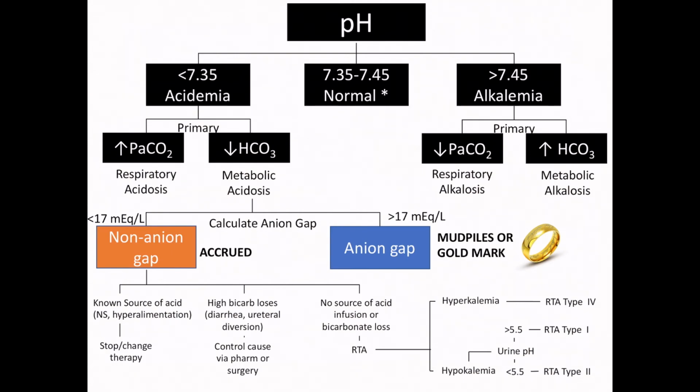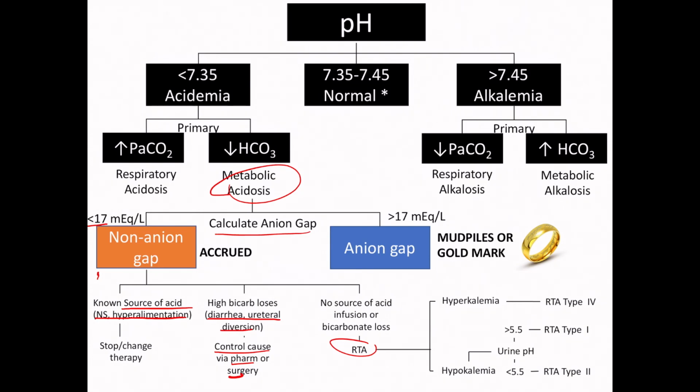Here's a little bit of going back to our flow chart. If we do have a metabolic acidosis, you want to calculate your anion gap. If it's less than 17, this is a non-anion gap. So if you know that there's a source of acid, such as normal saline or hyperalimentation, stop or change that therapy. If you have a high bicarbonate loss, whether that be diarrhea or ureteral diversion, you can control the cause using pharmacology or surgery. And then finally, if you know that there's neither of these, high bicarbonate losses or acid, consider renal tubular acidosis.